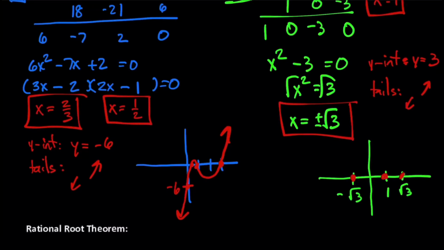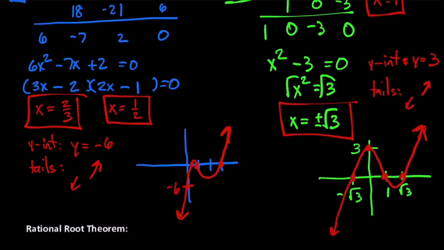So my graph's going to go through those 3 points. The y-intercept we said was 3. I'm just going to put a mark up there, call that 3. And here are my tails. So it goes up through, turns around, passes through. All of those are single roots, so it just passes right through.